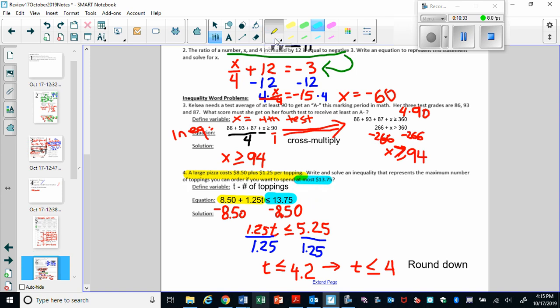So now we do our subtraction, $8.50 on both sides. And we divide $5.25 by 1.25. And you have a t of 4.2. Now, can we have 4.2 toppings? No. So we just round down to 4. Because if you go above 4, you will have too many toppings and you will be paying more than $13.75.